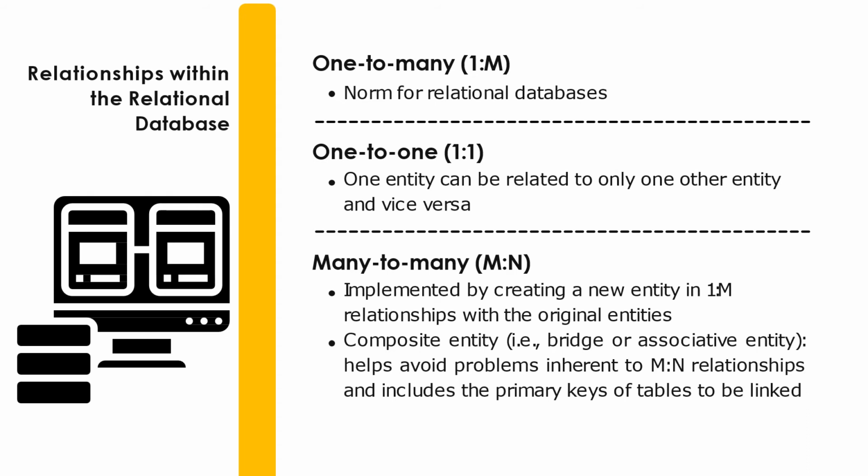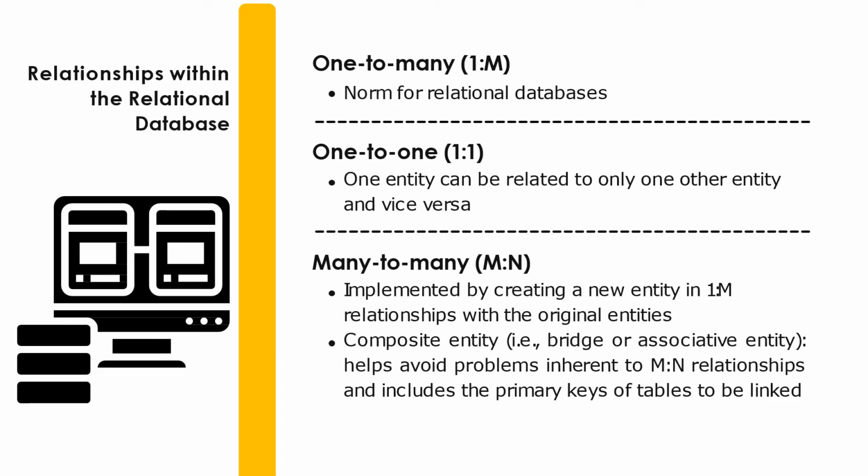Now let's talk about relationships within the relational database. First, one-to-many. This one is the norm for relational databases, and most of the relational tables have this relationship. Next is one-to-one, meaning we have one entity that can be related to only one other entity and vice versa. And lastly, we have many-to-many.